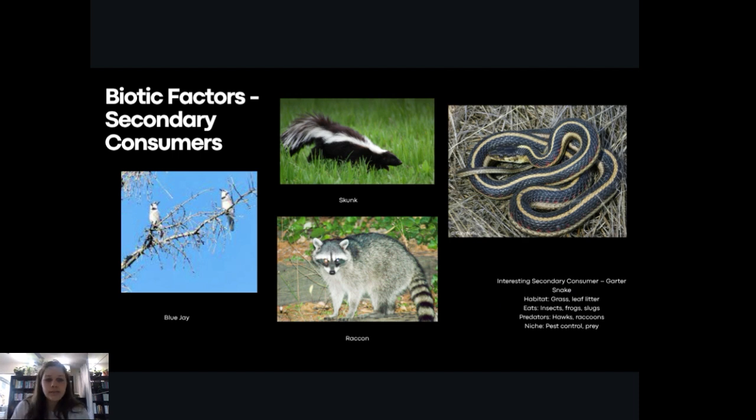Secondary consumers. They eat the herbivores. In this ecosystem, we have blue jays, raccoons, skunks, garter snakes. Let's talk about the garter snake. It's fascinating because it helps control pest populations like caterpillars and insects, but it's also prey for animals like hawks and foxes. This makes it a key connector in the food web.